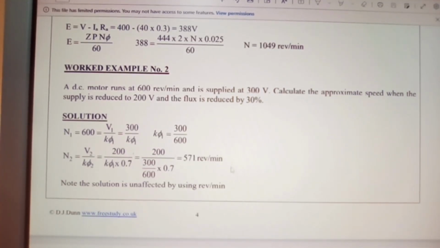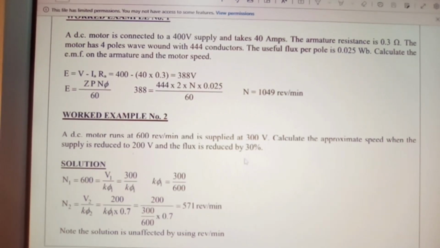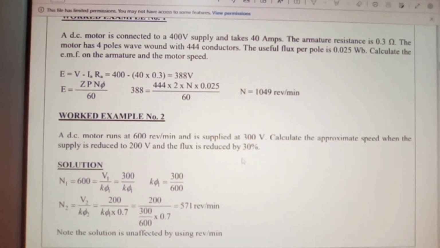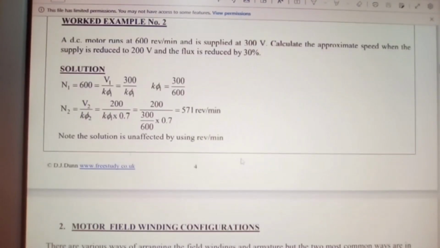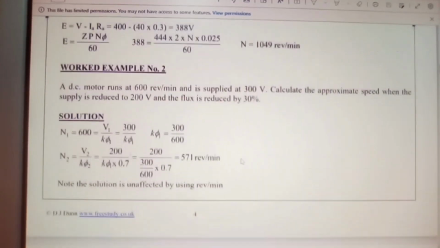Now I'm going to see if I could write on the screen as well so you can see what I'm doing overall. Okay, but for now we'll stop there, and thank you for your time, and we will look at motor field windings configurations later. Okay, in the next session.